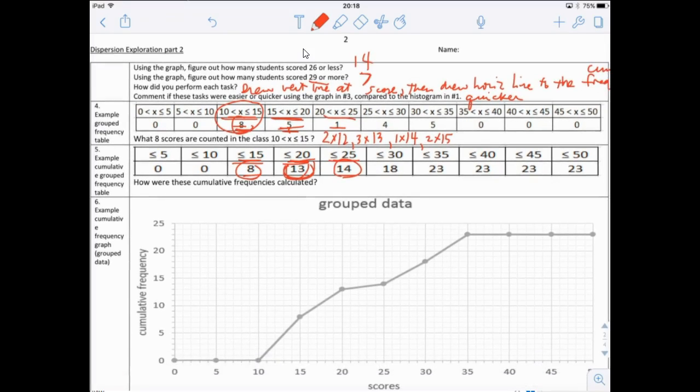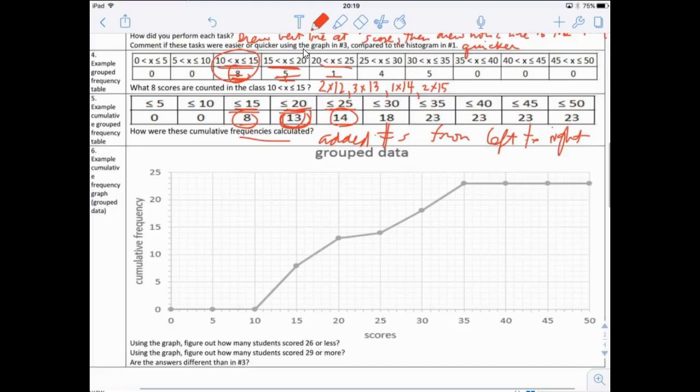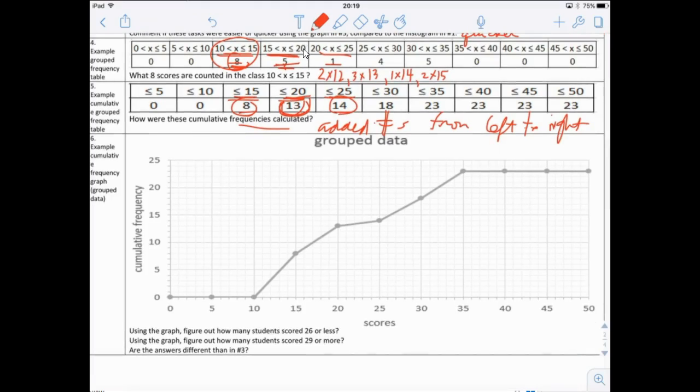How are these cumulative frequencies calculated? All I did was I added numbers from left to right. Right? Okay. And now I'm going to graph the cumulative frequency table.